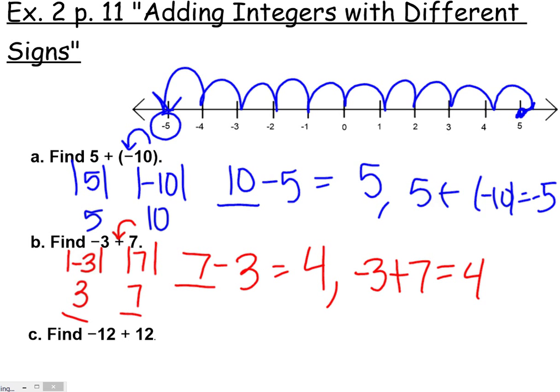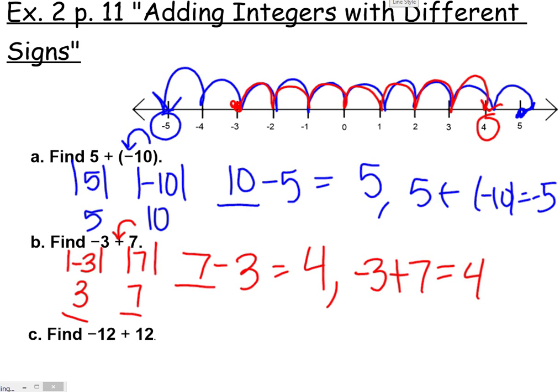So I'm going to go to my number line. I'm going to start at negative 3, and I'm going to add 7. So I'm going to move to the right 7 places. 1, 2, 3, 4, 5, 6, and 7. And we land on positive 4, which is exactly what we got.